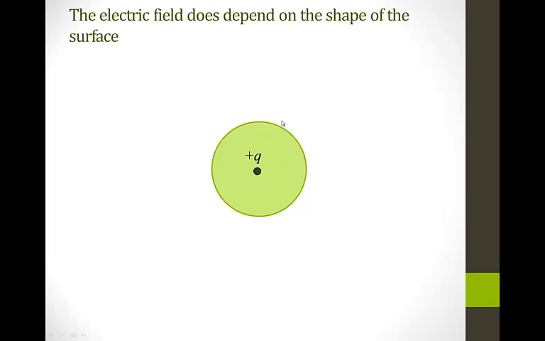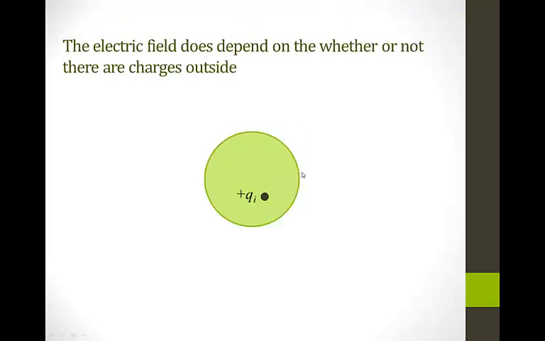Now, the electric field does depend on the shape of the surface. If you have a spherical surface, the electric field at the position of the surface will be very different from the electric field at the position of a cubic box. So the electric field depends on the shape of the surface, but the flux does not.